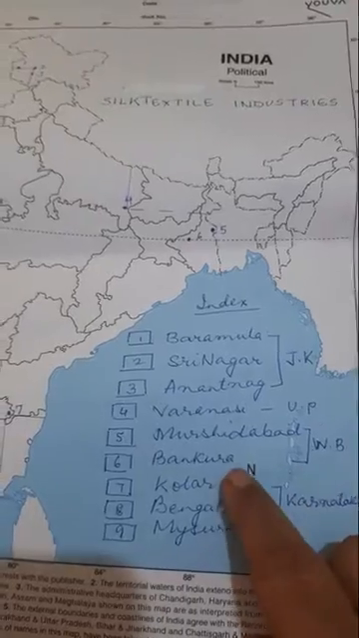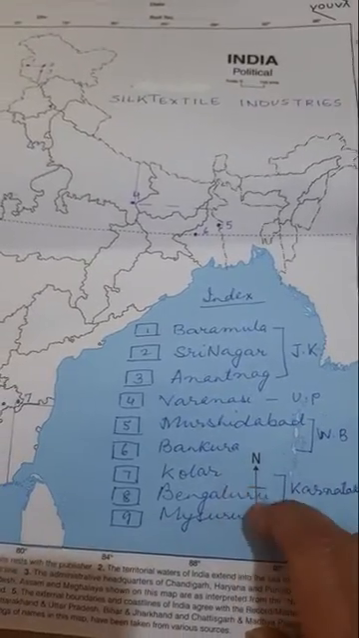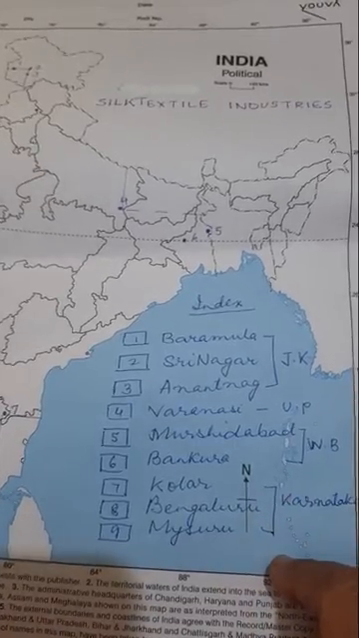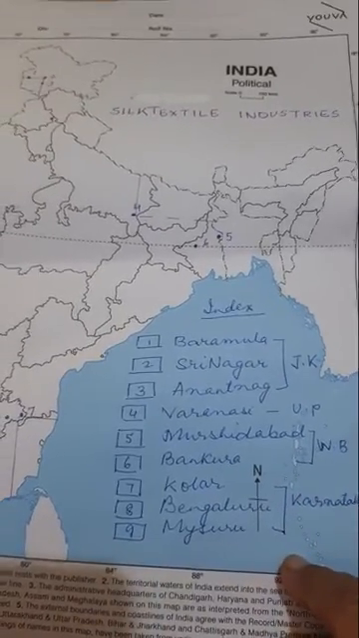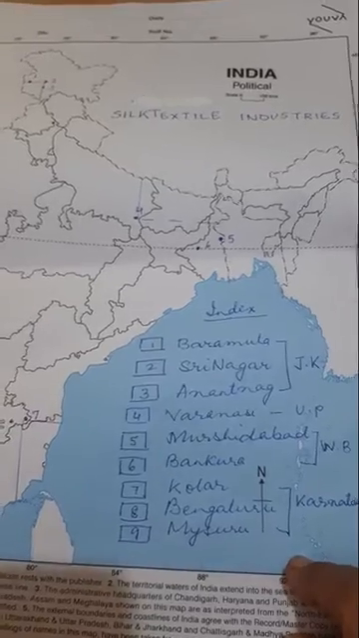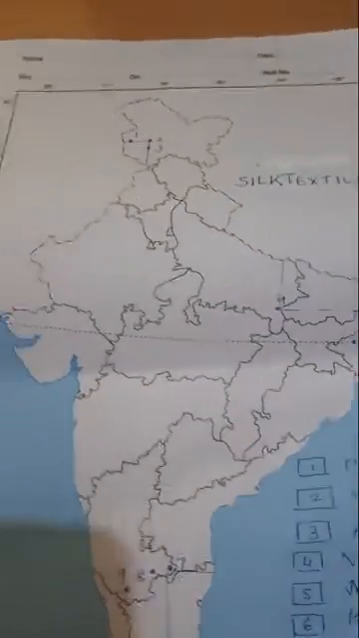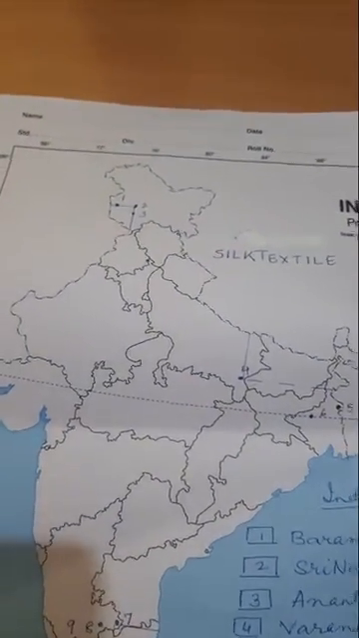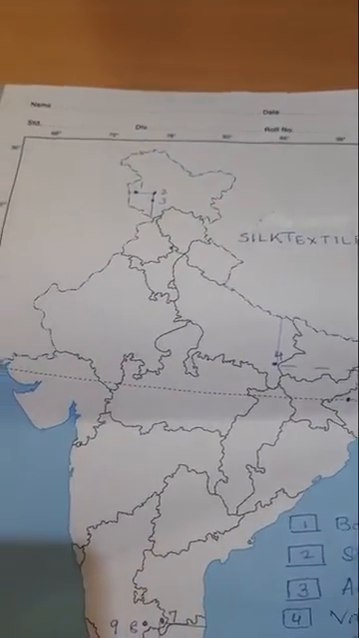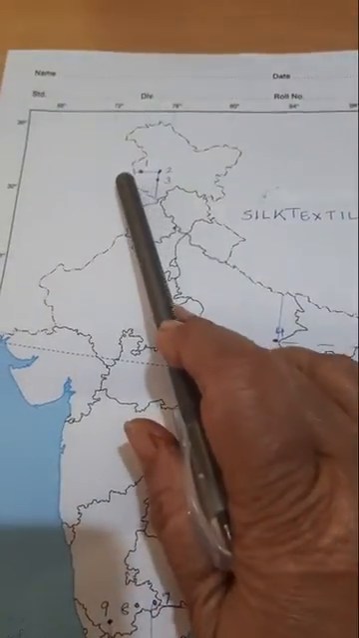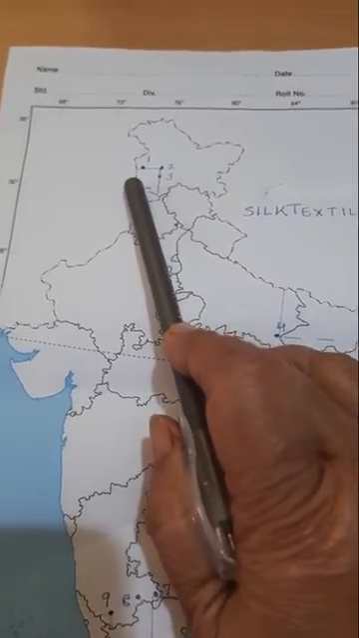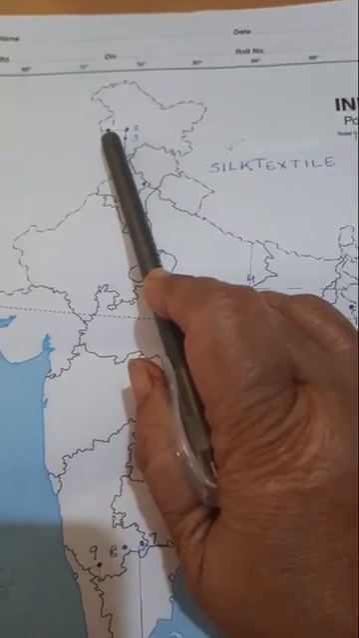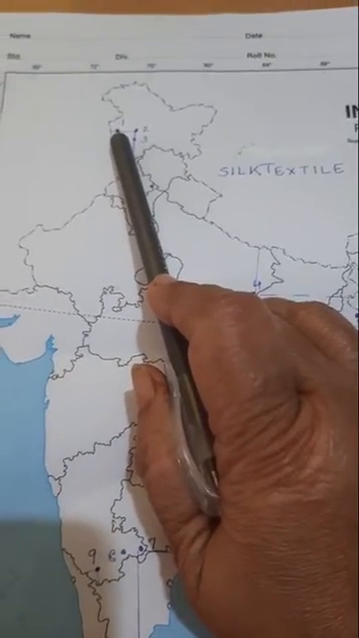And then we have three more locations, Kolar, Bangalore and Mysuru. These three are in Karnataka. So first we will start with the locations in Jammu and Kashmir. Now for locating in Jammu and Kashmir, the first one is Baramulla. So it's very close to the international border between India and Pakistan. So just a little bit away we have this location, Baramulla.